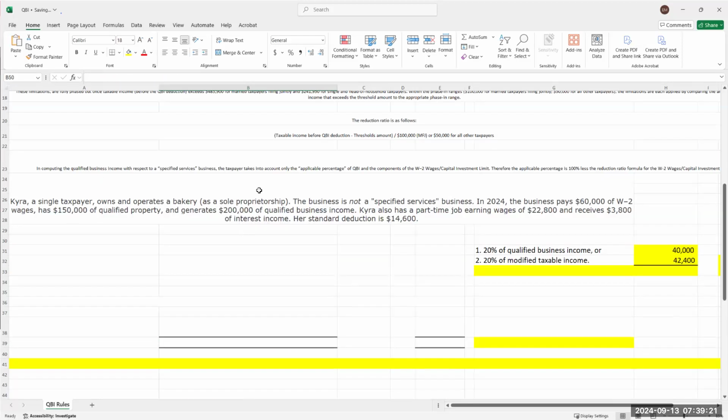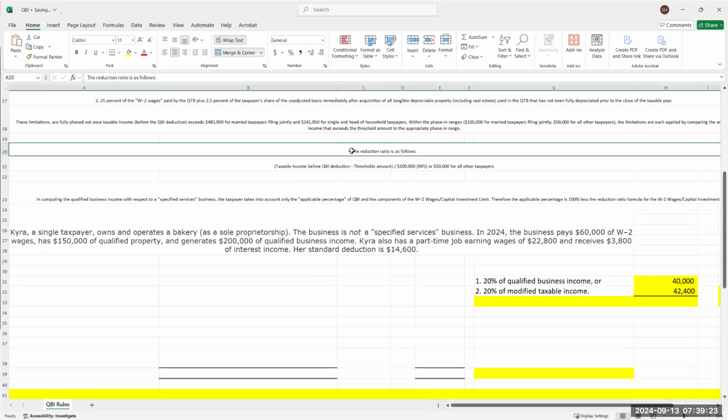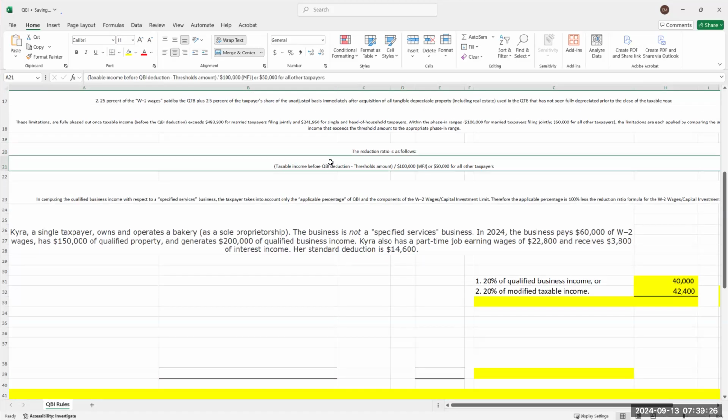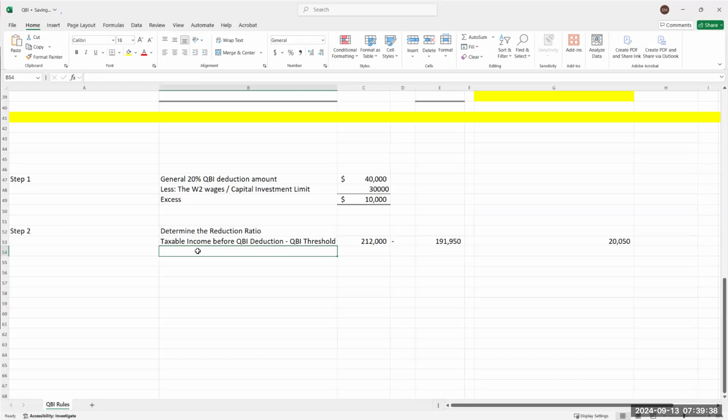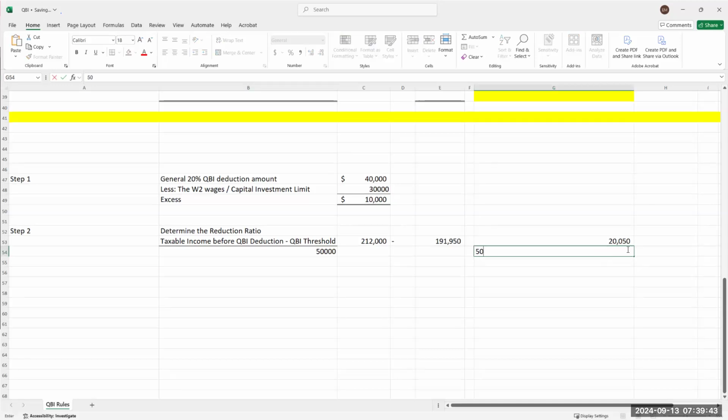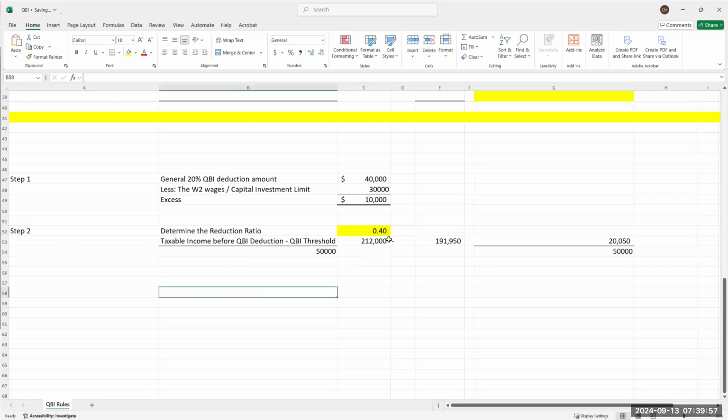All right, and why do we reduce it by 50,000? As we see here, the reduction ratio is as follows: taxable income before QBI deduction minus threshold amounts, divided by 100,000 for married filing joint or 50,000 for all other taxpayers. So divided by 50,000. Based on this information, the reduction ratio is 20,050 divided by 50,000. So it's 40% in this case. So that's step two.